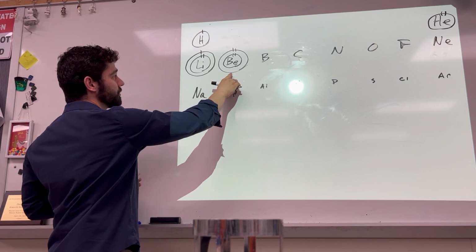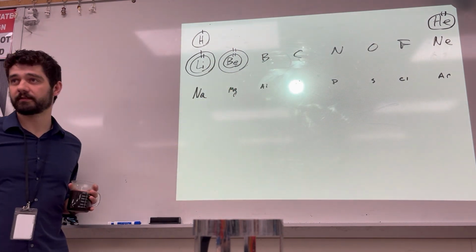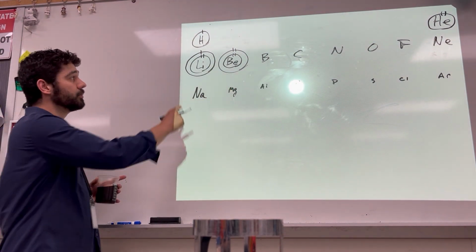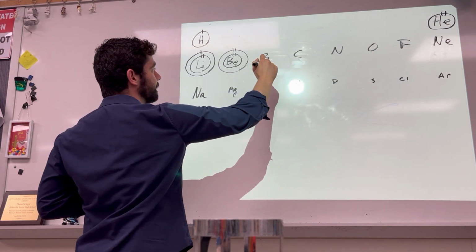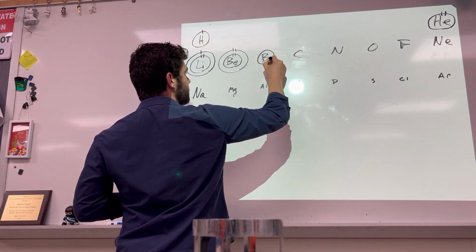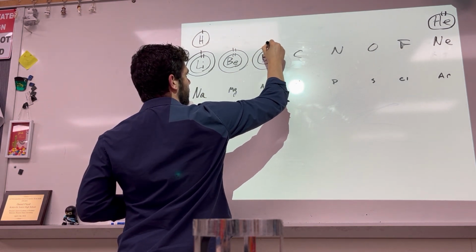How many electrons can I fit on the second energy level? 8. So I can do all of these, and I think I can fit everything on 2 energy levels. Do the first 10.